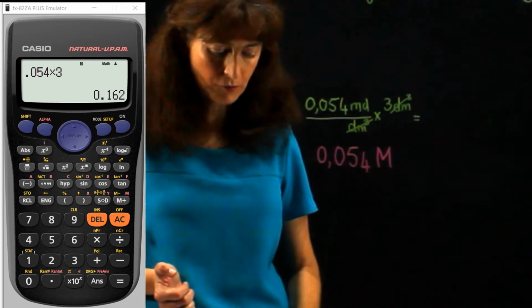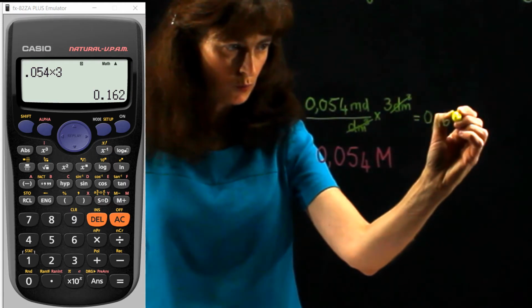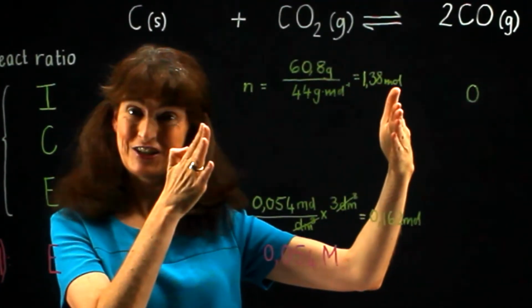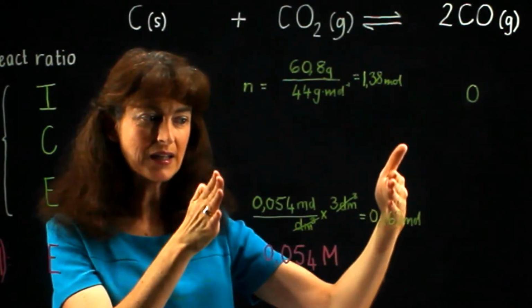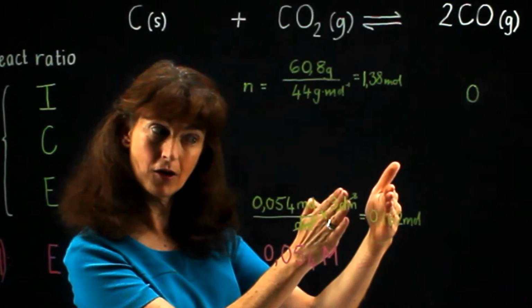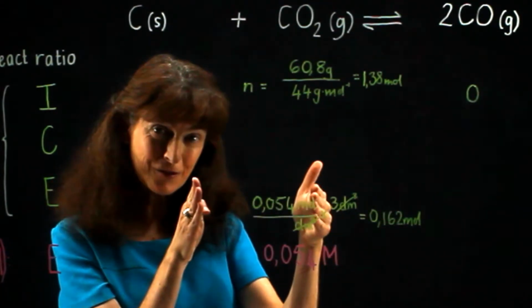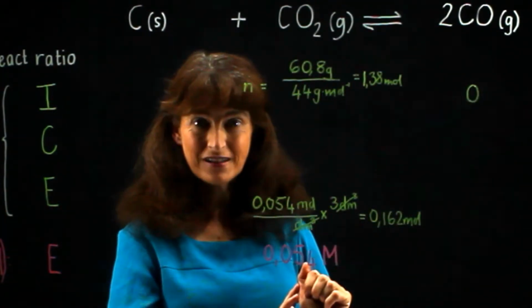0,054 multiplied by 3 is 0,162 moles. So what this means is that we started with 1,38 moles of carbon dioxide, and we ended with only 0,162. So what's happened to the difference? The difference has been converted into carbon monoxide.